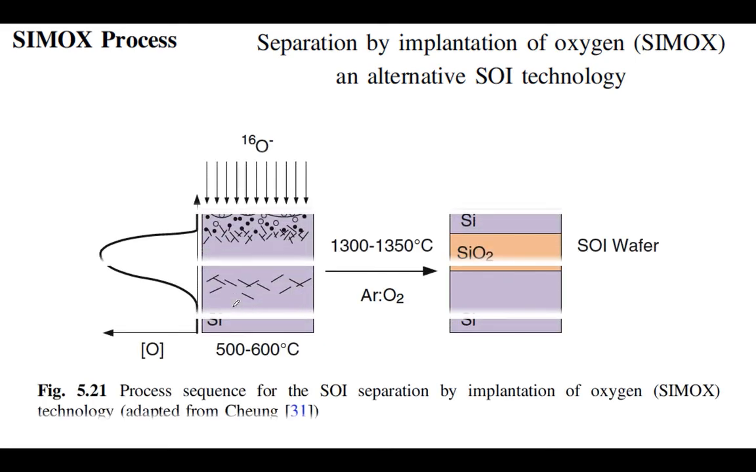Now there is another process called separation by implantation of oxygen, SIMOX, an alternative SOI technology. What you do here is implant oxygen. This is the distribution of the oxygen ions inside the material, and then you anneal it. Because silicon and oxygen are there, they get oxidized, and you make a silicon dioxide layer at that depth. So this is also another technique.